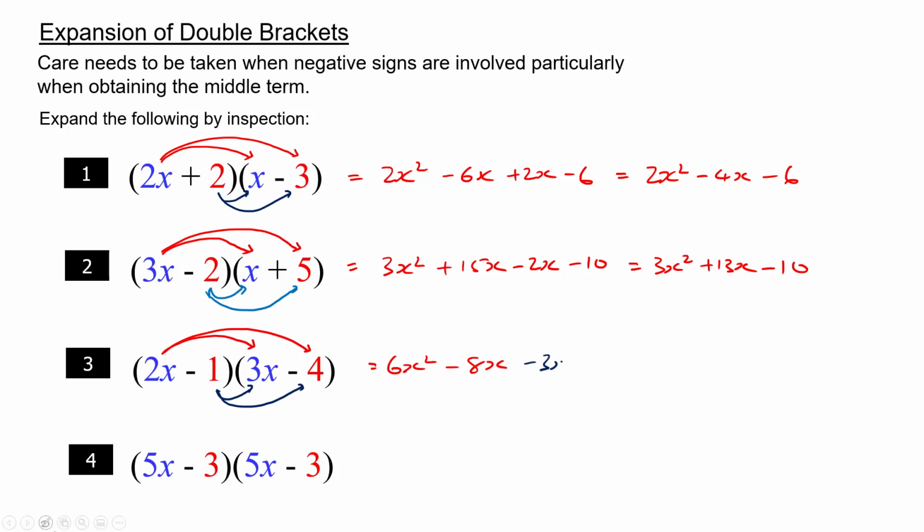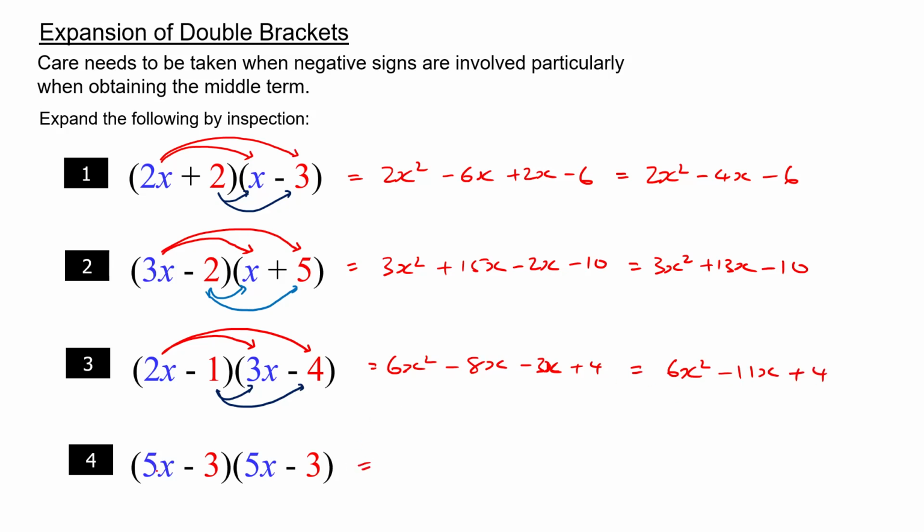Whoops. I wanted to change to a red pen there. Let's just get rid of that, and go back to red. Right. So minus 1 times 3x minus 3x. And minus 1 times minus 4 is going to be plus 4. If we simplify, we've got 6x squared, we've got minus 8x minus 3x, minus 11x plus 4.